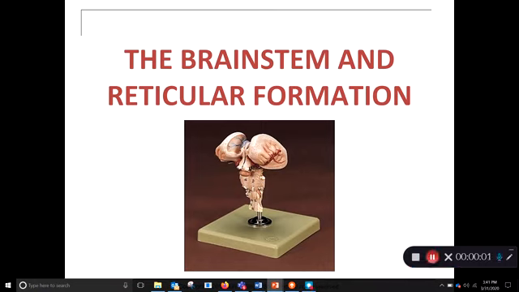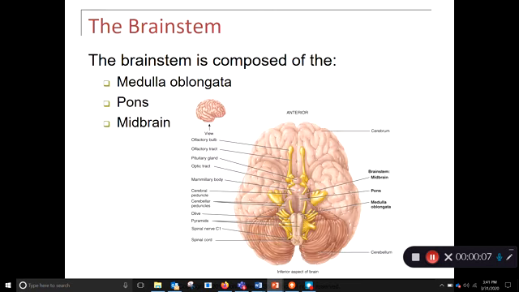This time we're going to be talking about a couple of things: the brainstem and the reticular formation. These are located inferiorly to all the rest of the brain, or if we're going to use our terminology, it's more ventral than the rest of the brain. It has three parts to it.